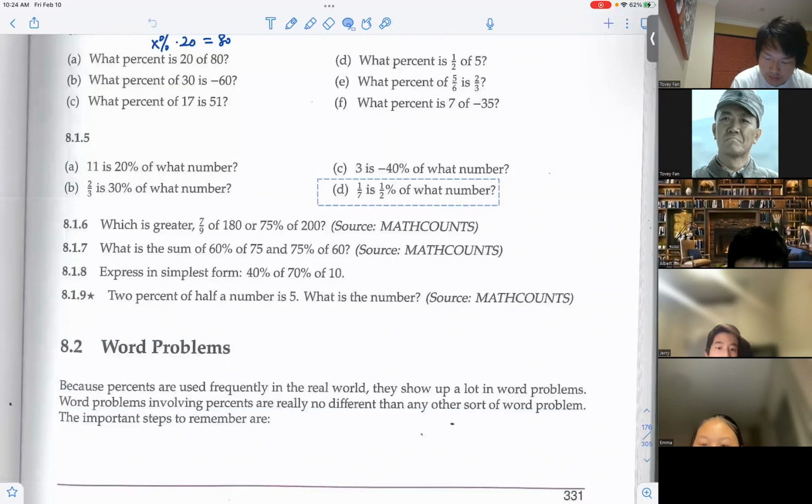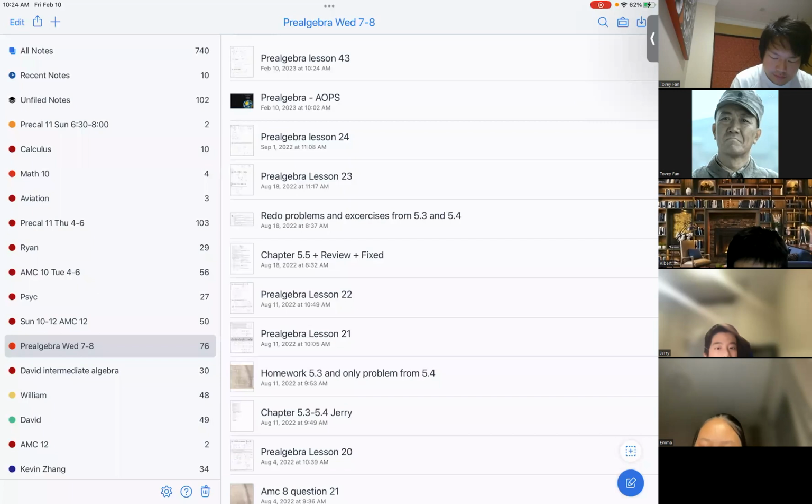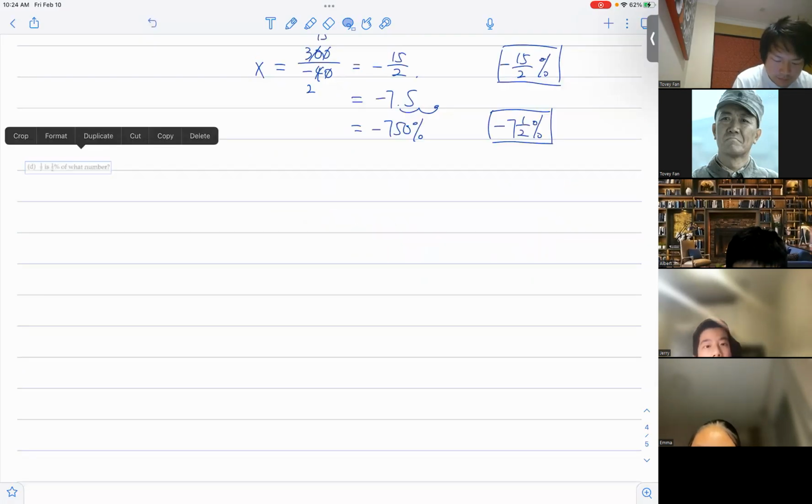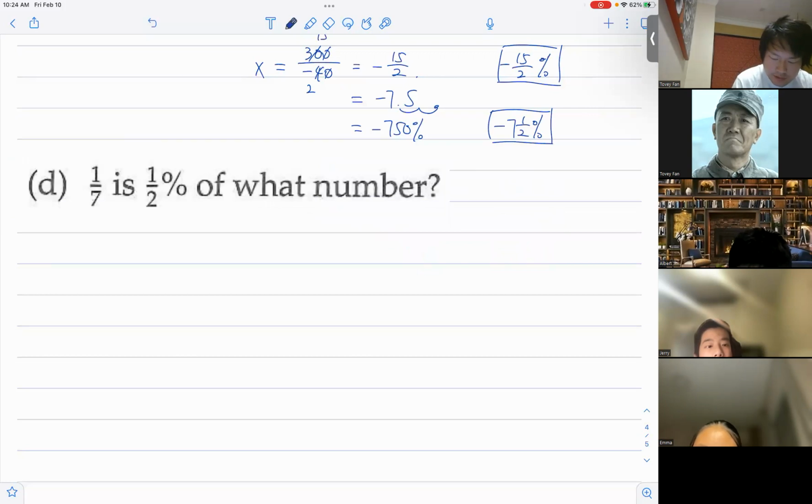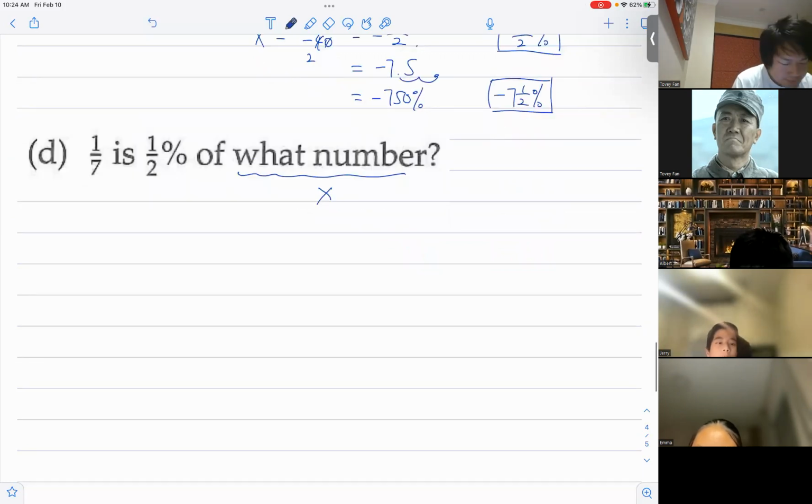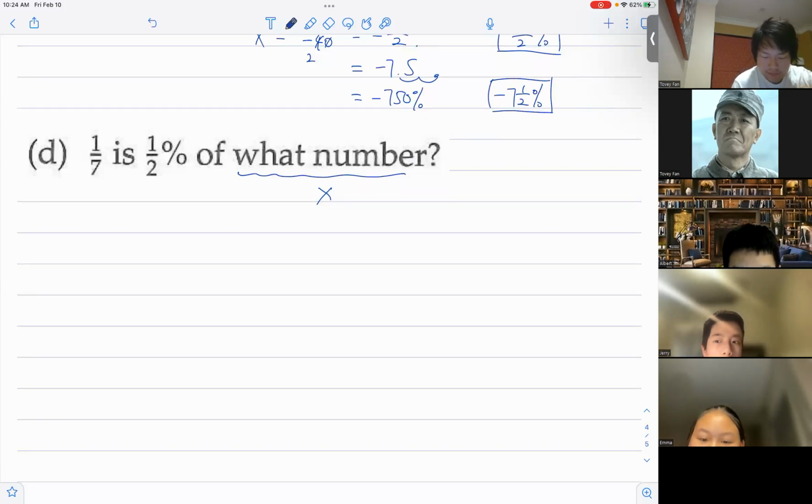Jerry, question D. So again, we suppose this to be x. What do you think the equation is? 0.5% is just 5 over 1,000. Yeah, good. Yes. Half a percent, you can do half. Is a 1 over what? 1,000? Is it 5 over 1,000? 5 over 1,000. Okay, yeah. Which we can just simplify to 1 over 200.